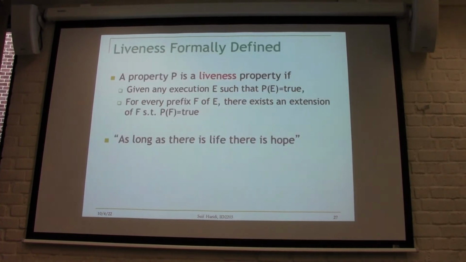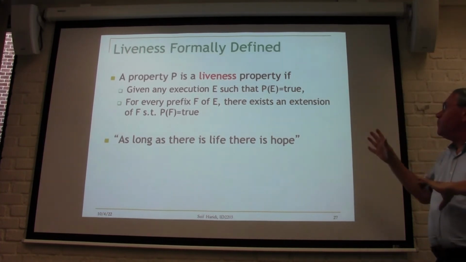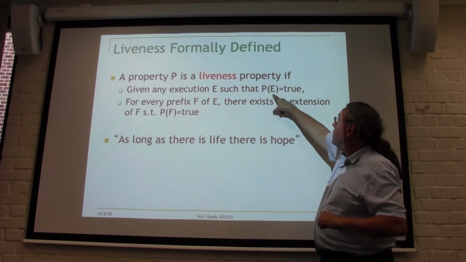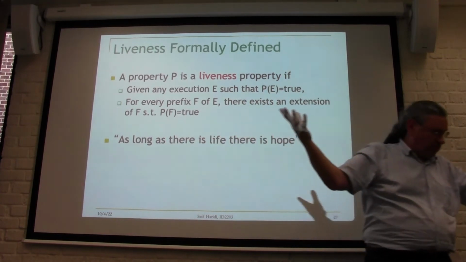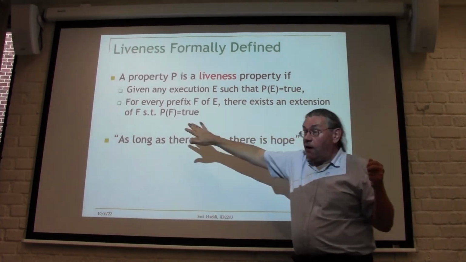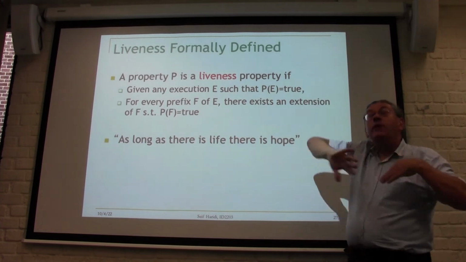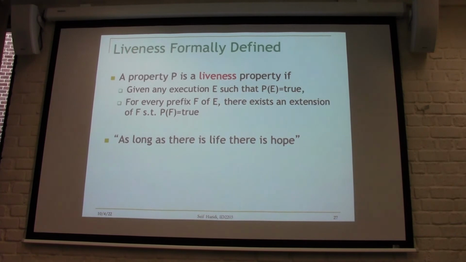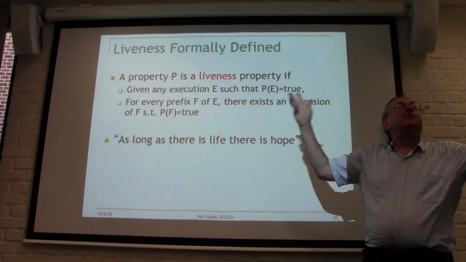So that's safety. Now let me give you the other side of the coin, which is liveness. Liveness is the good stuff. It's kind of the opposite. Assume I have an execution E and P is a liveness property, so P of E is true. It's a live execution. It's good. Then for every prefix of E, I can always make it true. That means if there's one execution where it's good, things are always going well.